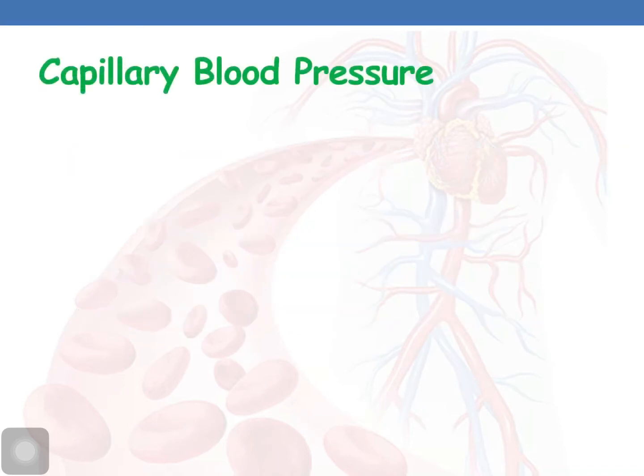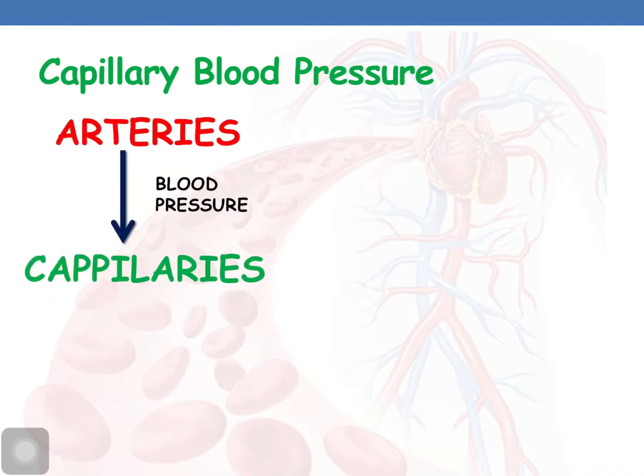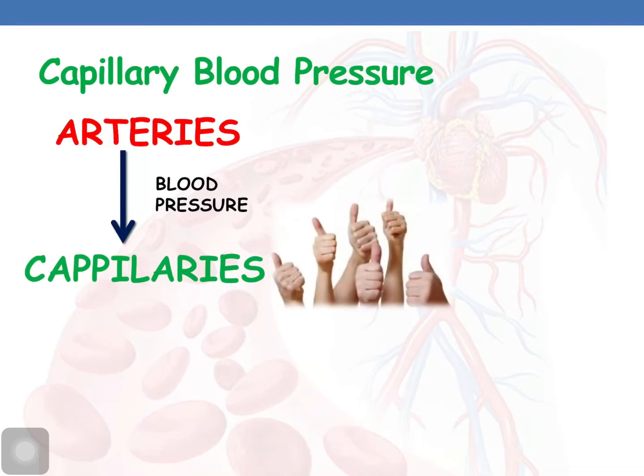Now we move on to the capillary blood pressure. By the time that the blood reaches the capillary, blood pressure has already dropped to approximately 35 mm mercury, and by the end of the capillary beds it is only about 17 mm mercury. So the low capillary pressure is very desirable.